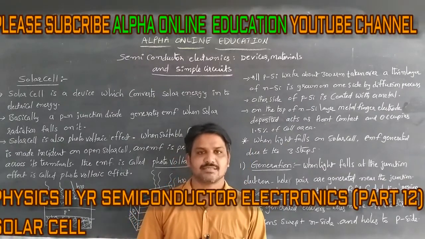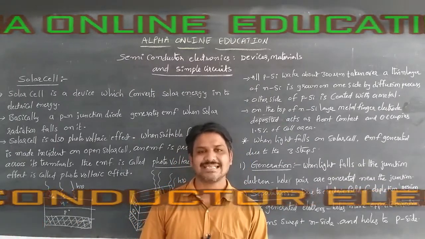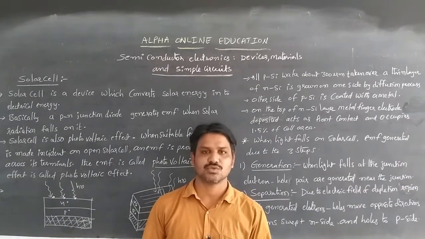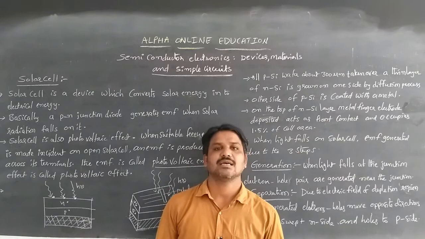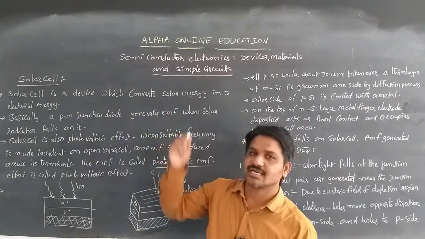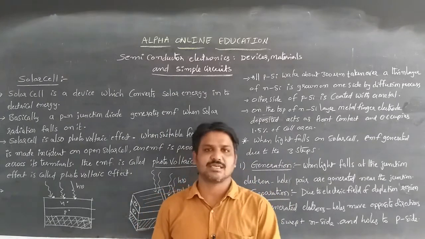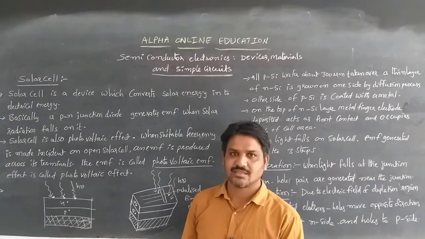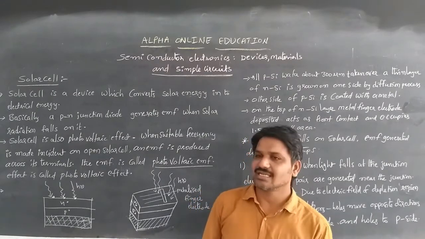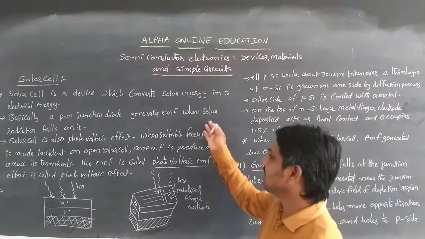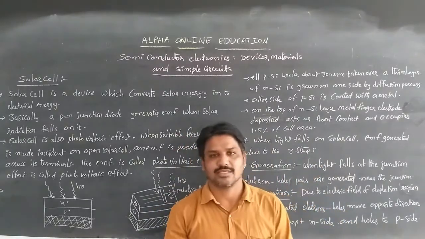Solar cell means a device which is used to convert solar energy, which is the light we can get from the sun, into electrical energy. That means a PN junction diode generates EMF when sunlight is incident on it.